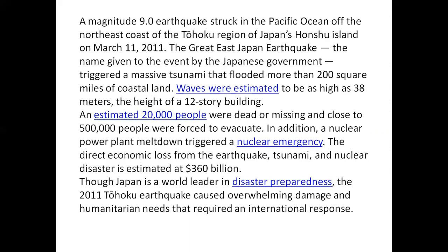In addition, a nuclear power plant meltdown triggered an emergency, and the direct economic loss from all these phenomena is estimated somewhere around 360 billion American dollars. Though Japan is a world leader in disaster preparedness, this earthquake caused overwhelming damage and humanitarian needs. Required, of course, international response.